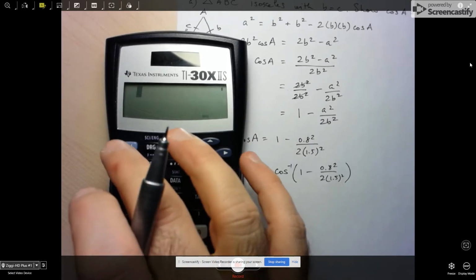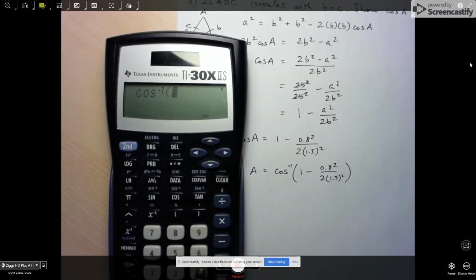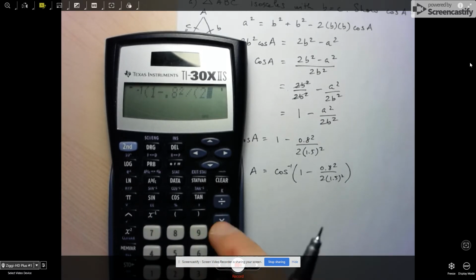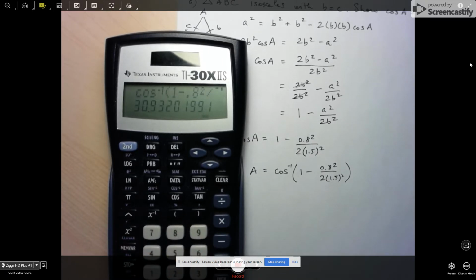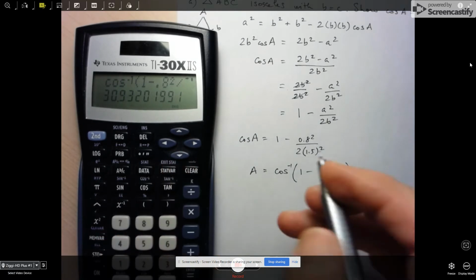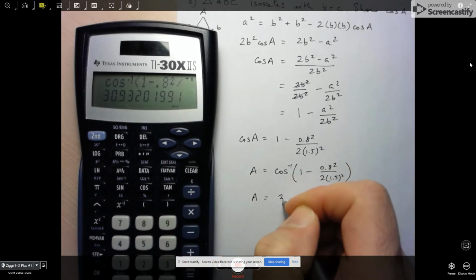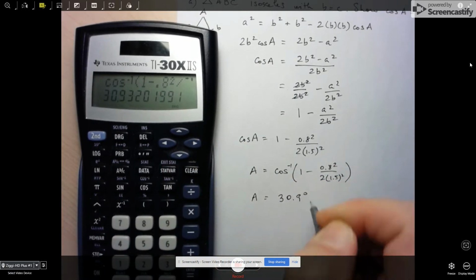So here we have inverse cosine of 1 minus 0.8 squared. Now, because I've got a few things happening in that denominator, when I divide, I'm going to open up a bracket just to make sure that the order of operations is correct. So we have 2 times 1.5 squared. And here we have 30.9. So A is equal to 30.9 degrees.